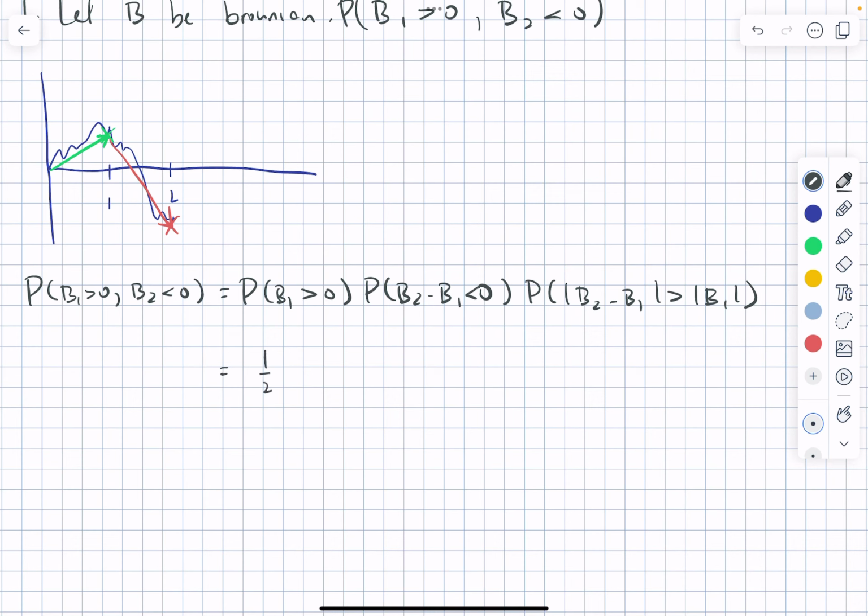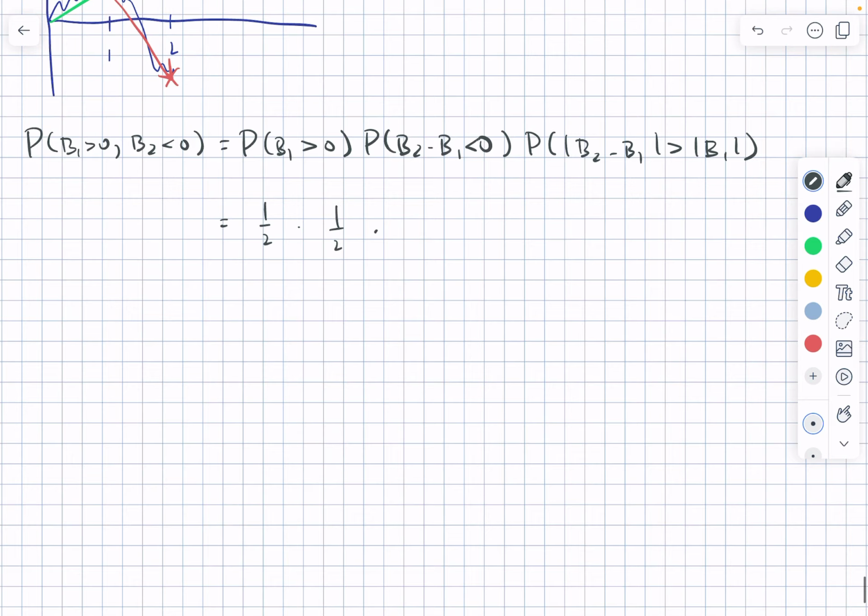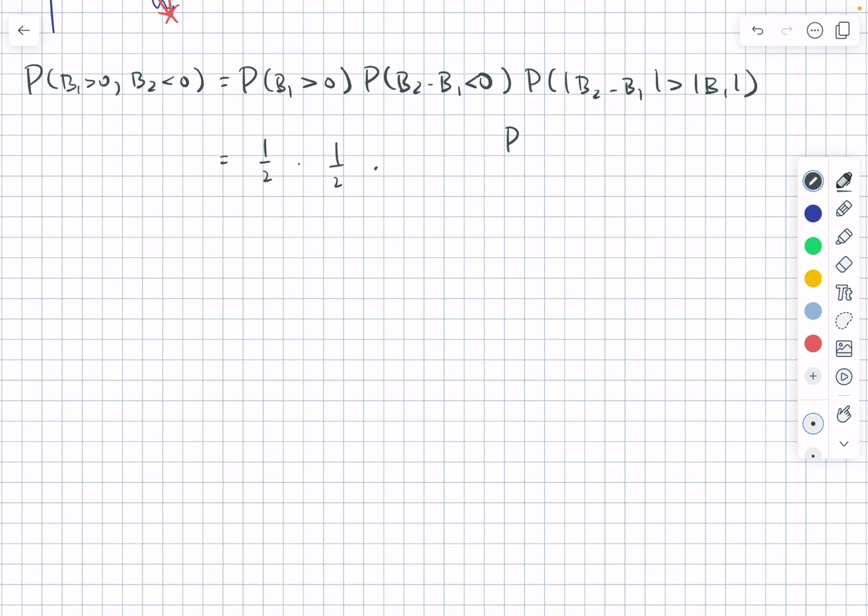So immediately we know that the chance B1 is greater than 0 is 1 over 2. By symmetry, the probability that B2 minus B1 is less than 0, basically the probability that the red arrow is facing down, is also 1 over 2. So now what is the probability that the absolute value of B2 minus B1 is greater than the absolute value of B1? We can note that this probability can also be represented as B2 minus B1 is greater than B1 minus B0. We omitted B0 because it has a value of 0, so it doesn't actually matter.